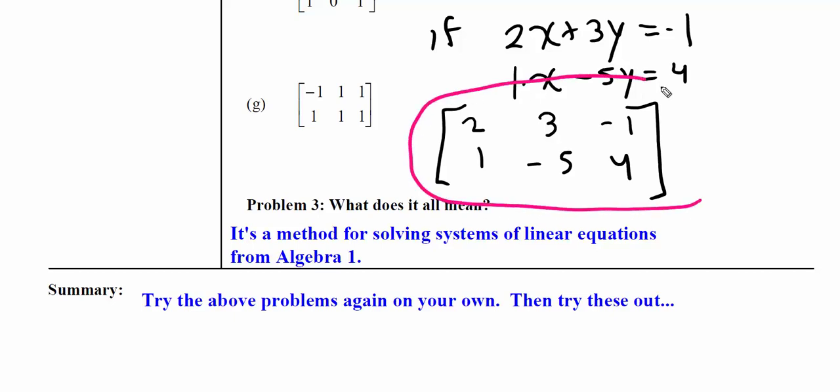So everything in Algebra 1 that you did with elimination, substitution, or graphing could have been expressed as a matrix. You didn't have to worry about x's and y's anymore. You could have just worried about the numbers themselves, the coefficients, and then taking this 2 by 3 matrix, express it in reduced row echelon form, and you would have gotten the same answer as you did in Algebra 1.